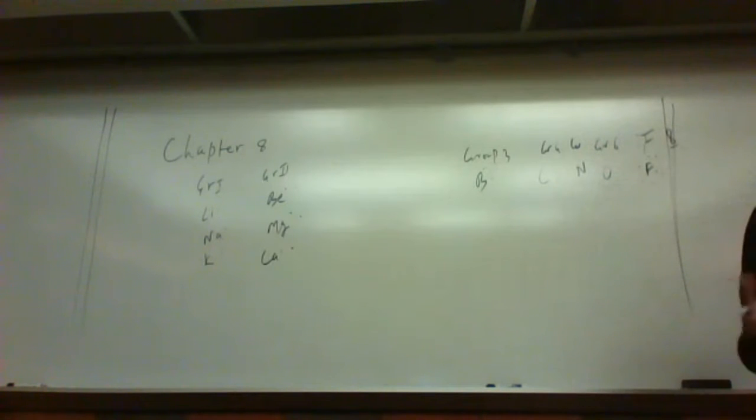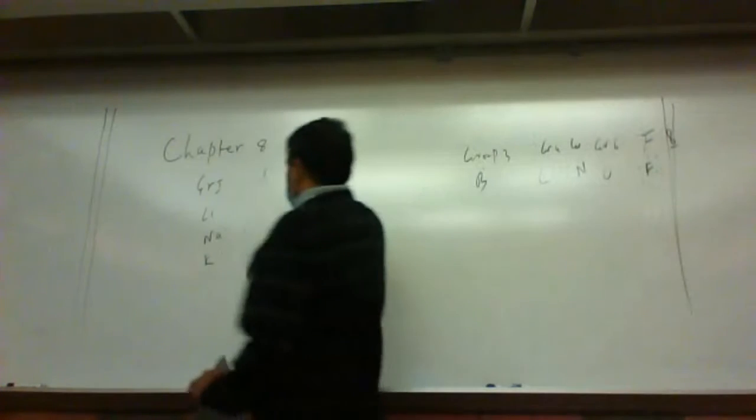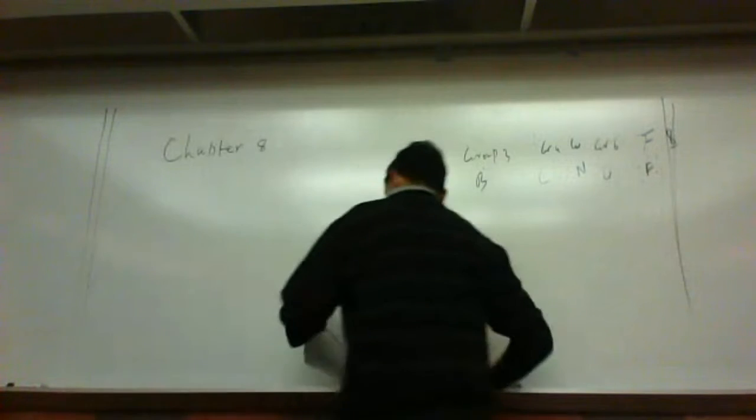So what is its group number? That is the number of electrons in the outermost orbit, right? So that I told you in the last class. So this is called the Lewis structure.